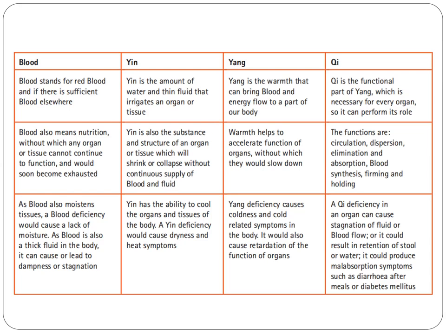Next, we have the qi, which is the functional part of the yang, which is necessary for every organ, so it can perform its role. The functions are circulation, dispersion, elimination, and absorption, blood synthesis, firming, and holding. A qi deficiency in an organ can cause stagnation of fluid or blood flow, or it could result in a retention of stool or water. It would produce malabsorption symptoms such as diarrhea after meals or diabetes mellitus.